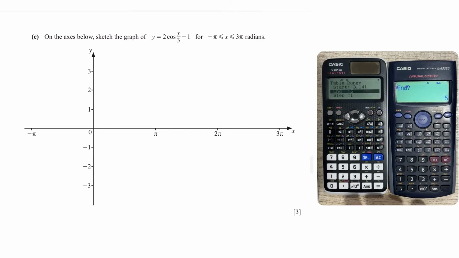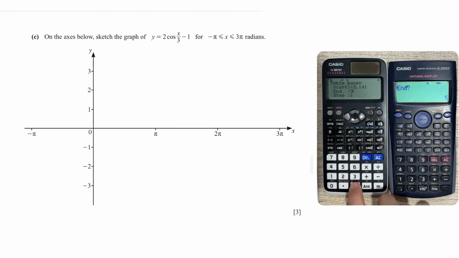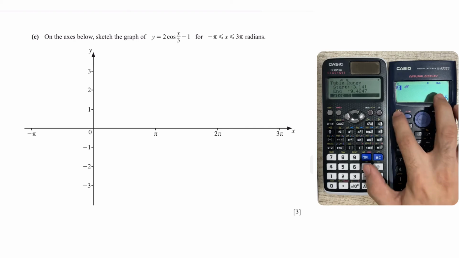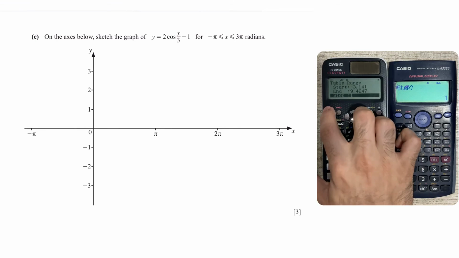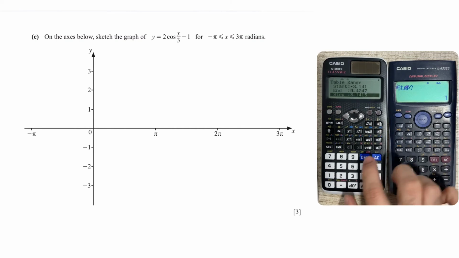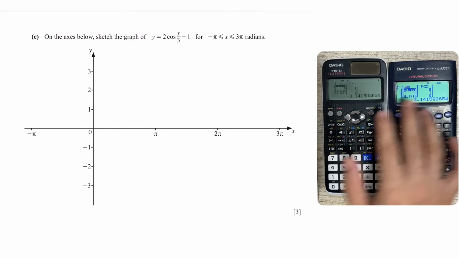Minus pi. Where do you want to end it? You want to end it at 3 pi. So 3 pi. Let's do the same over here. 3 pi. What step do you want to take? According to the graph, we'll have to take a step of pi, because we want to see what the values are after every pi. So we're going to change the step to pi. Over here also we'll do the same, change the step to pi, press equals, and there you can see you have all the values.